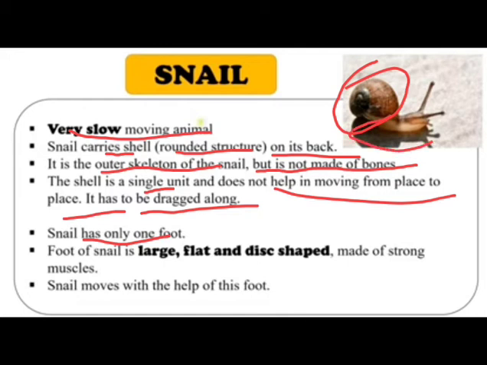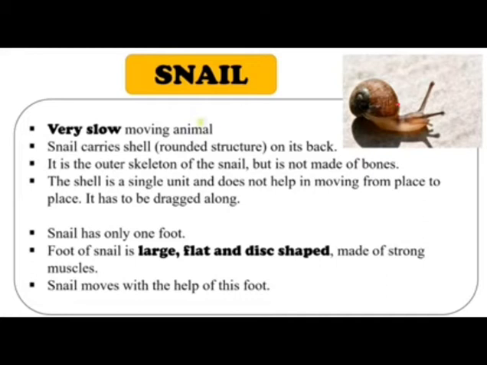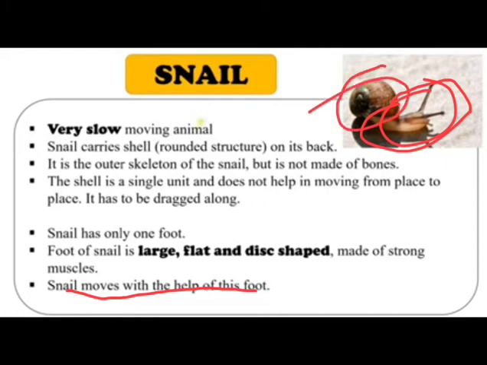This is the foot of the snail, and the foot of the snail is large, flat and disc shaped, made of strong muscles. So you can see here, this is the foot of snail, and this foot is large, flat, and it is a disc shape which is made up of strong muscles. It is not made up of bones, it is made up of strong muscles. And snail moves with the help of this foot. So this foot helps in the movement, but this outer skeleton or the shell does not help in movement from one place to another.